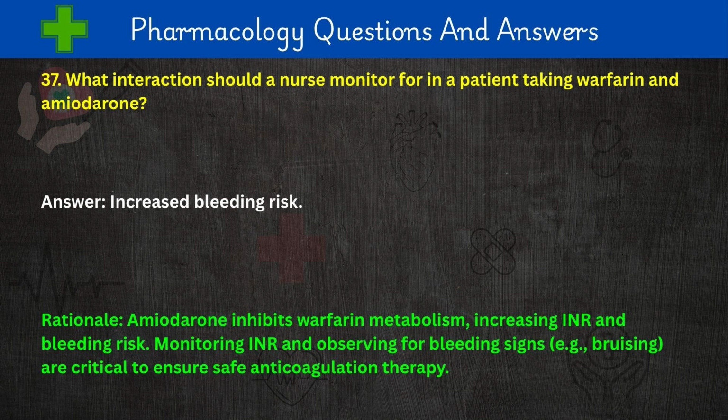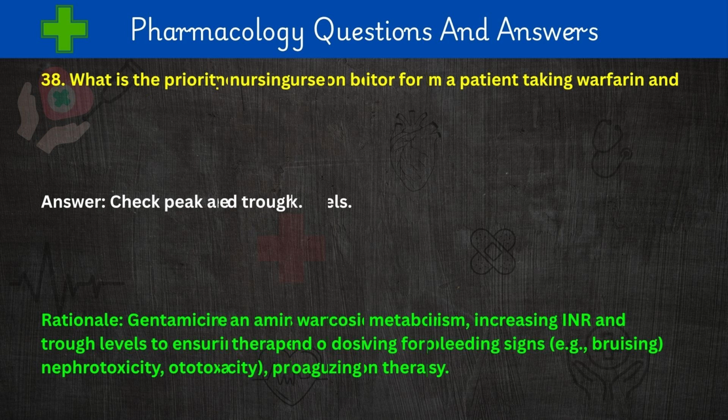37. What interaction should a nurse monitor for in a patient taking warfarin and amiodarone? Answer: increased bleeding risk. Rationale: amiodarone inhibits warfarin metabolism, increasing INR and bleeding risk. Monitoring INR and observing for bleeding signs, e.g., bruising, are critical to ensure safe anticoagulation therapy.